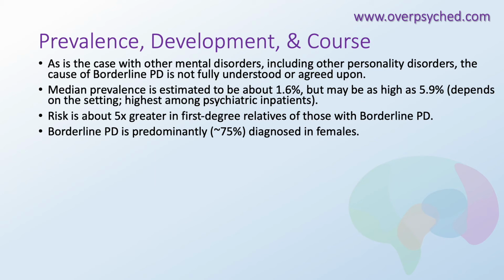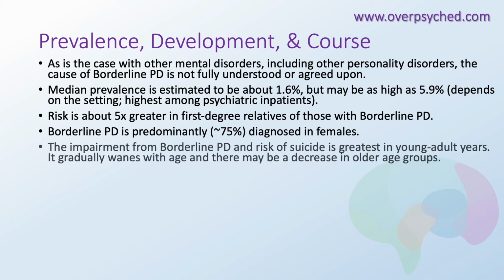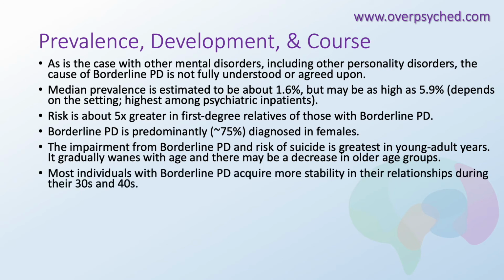And to discuss the course of borderline personality disorder, the impairment and the risk for suicide is typically greatest in young adult years, and it gradually wanes with age, and there may be a decrease in older age groups. Most individuals with borderline personality disorder will acquire more stability in their relationships during their 30s or their 40s.